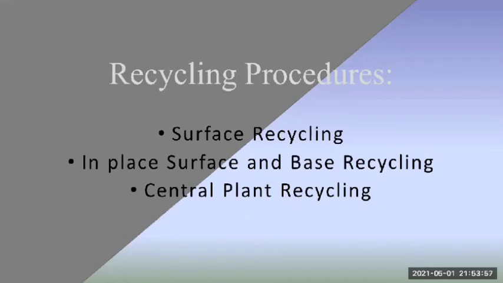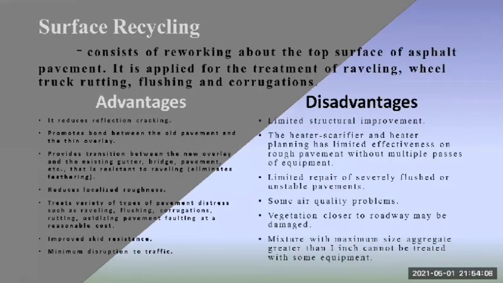Recycling procedures: surface recycling, in-place surface and base recycling, and central plant recycling. Surface recycling consists of reworking about the top surface of asphalt pavement. It is applied for the treatment of raveling, wheel track rutting, flushing, and corrugations. The main disadvantage of surface recycling is that it can be noisy and cause air pollution.